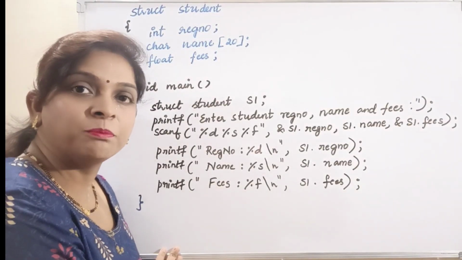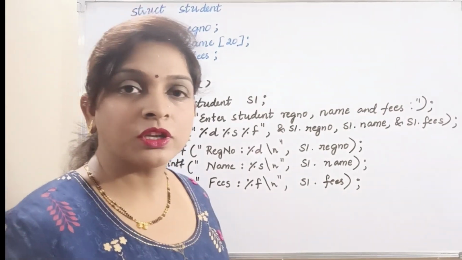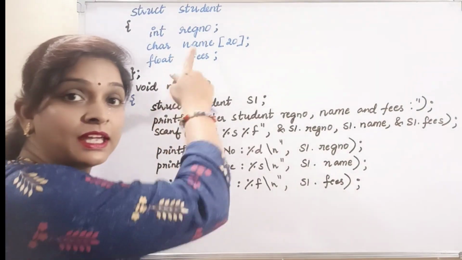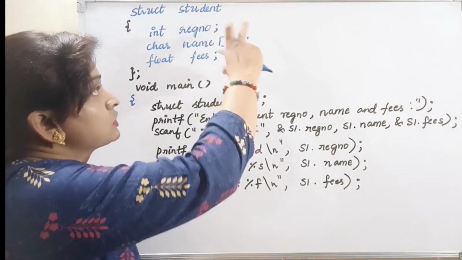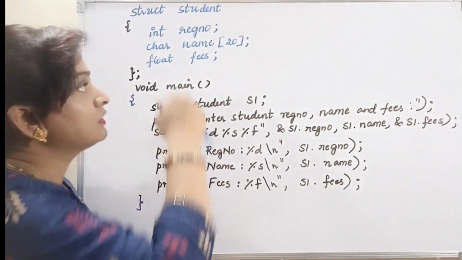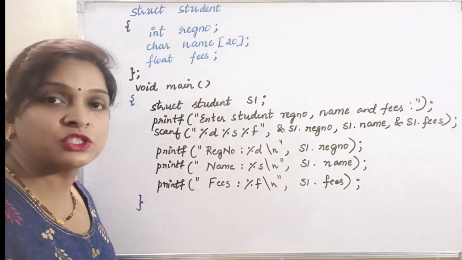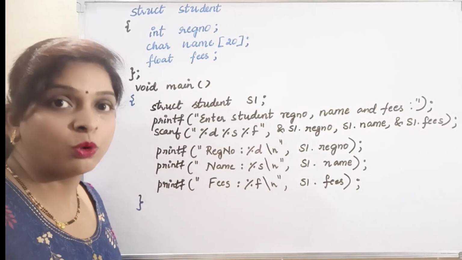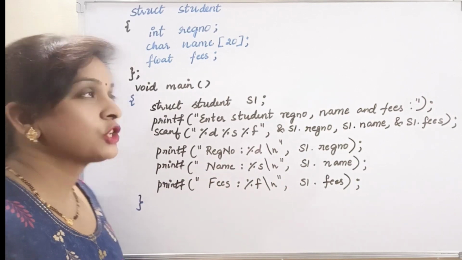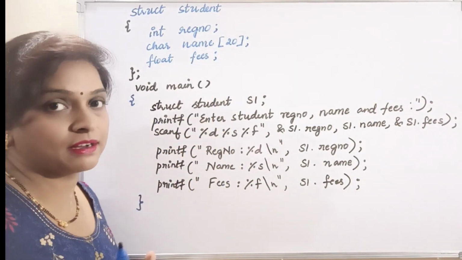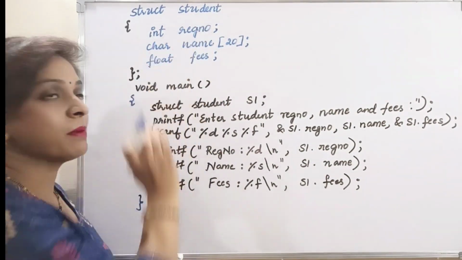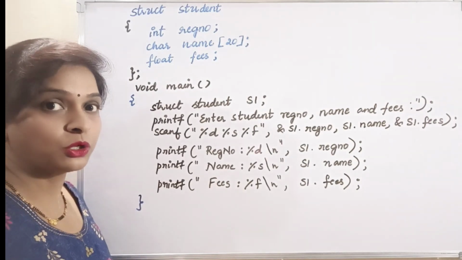So here we have the complete program of structure. When the structure definition is defined before the main, this structure definition will be treated as a global definition. And the variables that we create for the structure can be used globally, that is in the main function as well as in any sub-function. So it will be treated as a global declaration. And the values that we give to the members will be accepted globally.